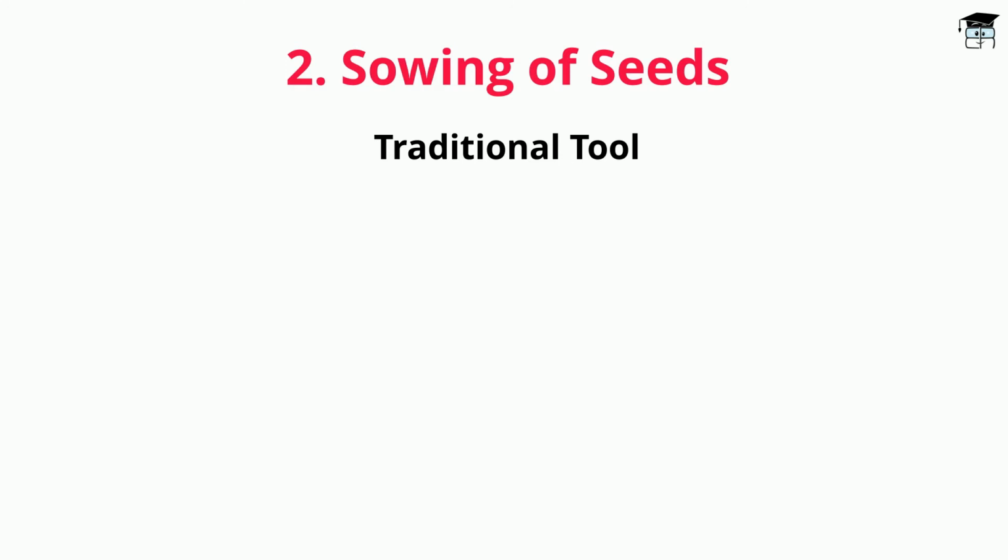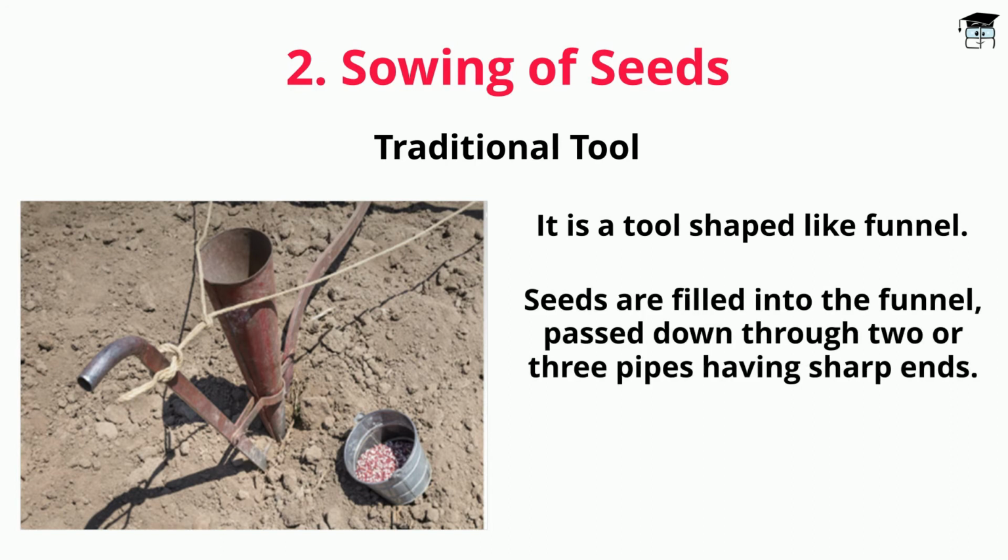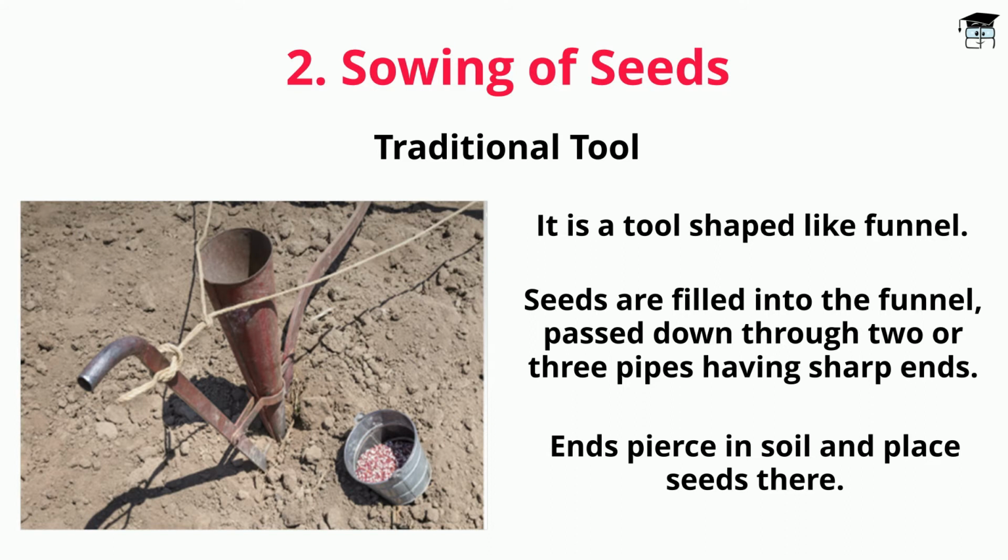The traditional tool is a funnel-shaped light tool used traditionally for sowing seeds. The seeds are filled into the funnel and passed down through 2 or 3 pipes having sharp ends. These ends pierce into the soil and place seeds there.